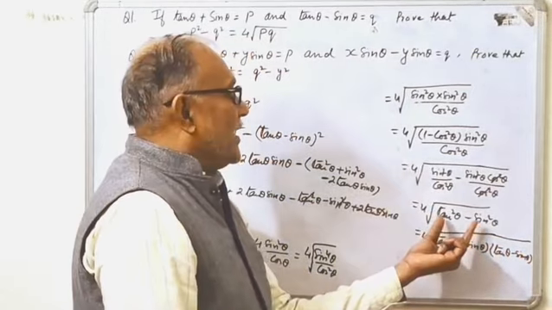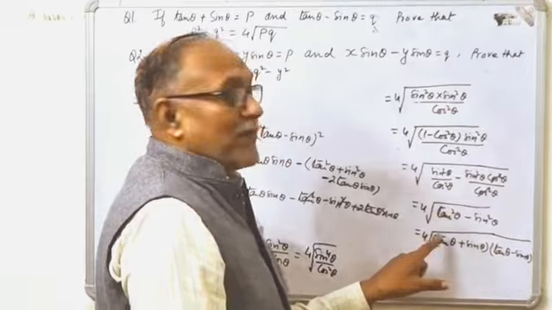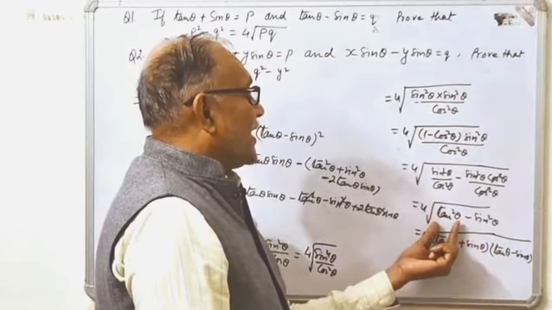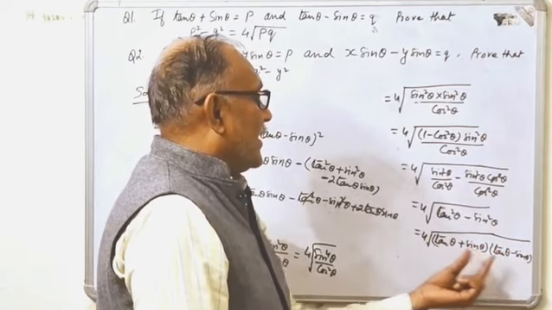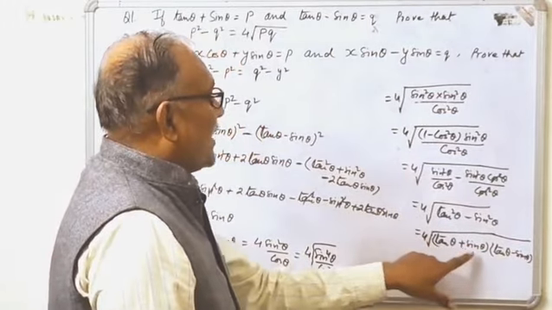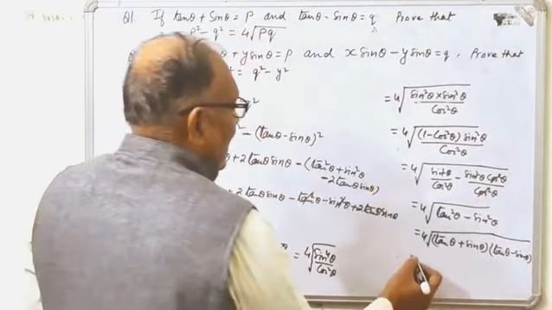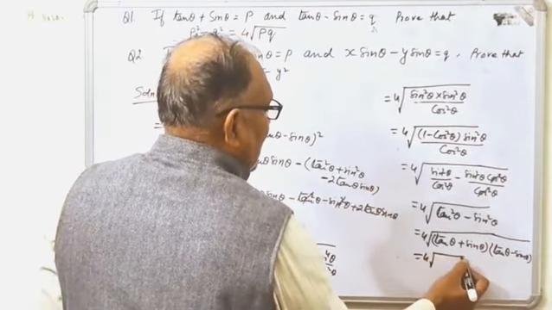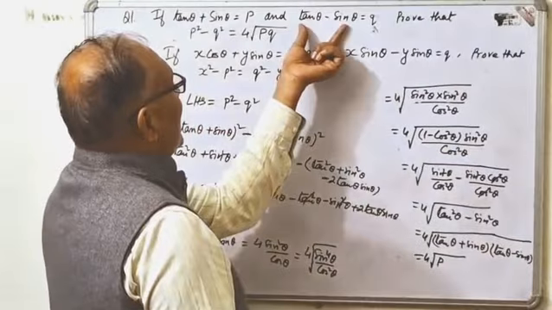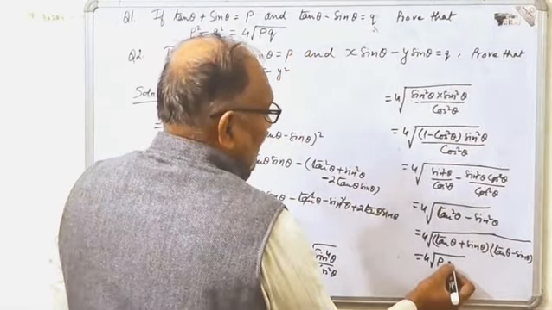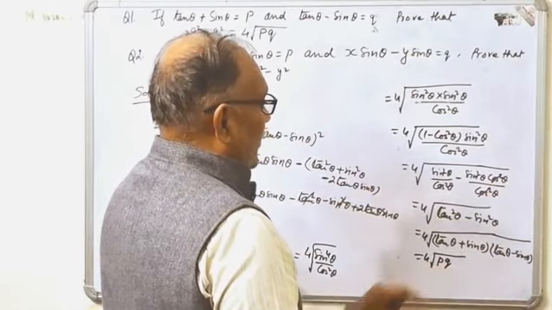Here we have used the algebraic identity a square minus b square equals a plus b times a minus b. So tan square theta minus sin square theta equals tan theta plus sin theta times tan theta minus sin theta. Now see, tan theta plus sin theta equals p, which is 4p, and tan theta minus sin theta equals q. So here you put 4 under root p into q.